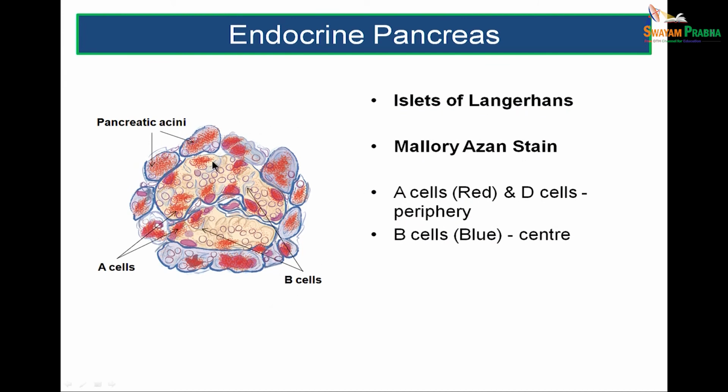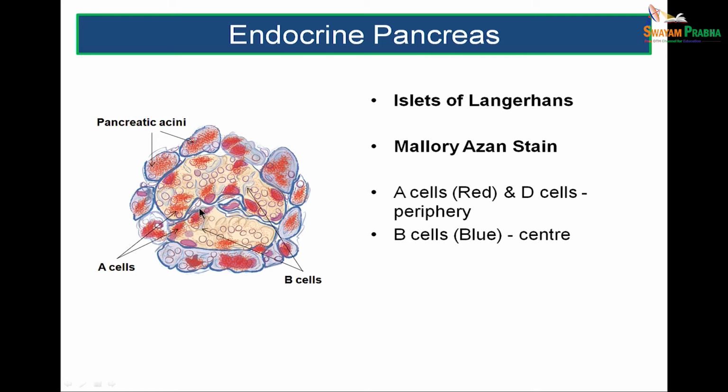Let's look at an islet of Langerhans. Now, this is the islet of Langerhans with a special stain called Mallory-Azan stain. This staining is done to identify the types of cells from each other. The red cells that you see here are the alpha cells which secrete glucagon. And in between you can see some bluish colored cells. These are the beta cells, more centrally placed, which secrete insulin. The D cells are also peripherally located and the other fewer cells cannot be identified individually.